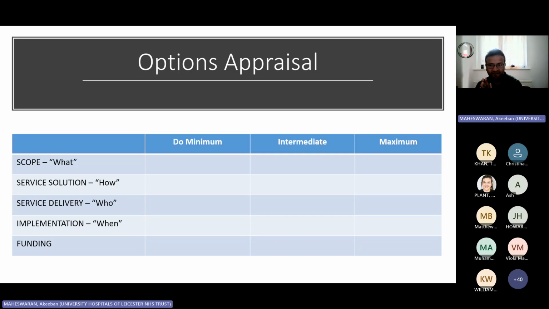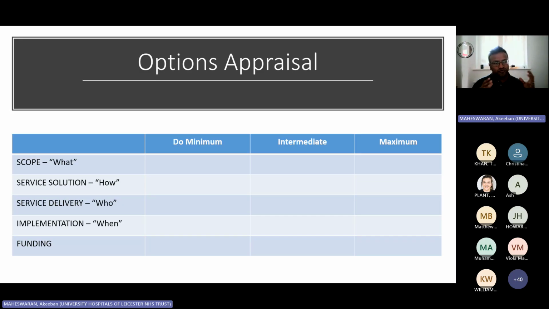Okay. Funding is whose budget is it going to come out of? Is it going to be coming out of the capital budget? Is it revenue budget? Is it going to come from commissioning, or is it within the department? Where is it coming from? Is it going to be some sort of private, public, co-sharing? It could be any of those things.